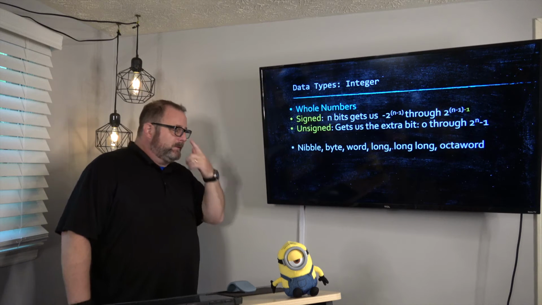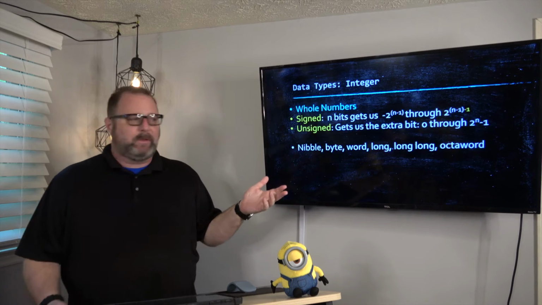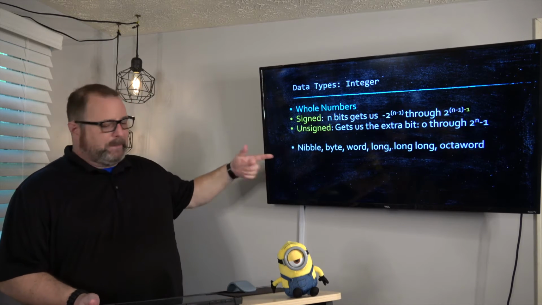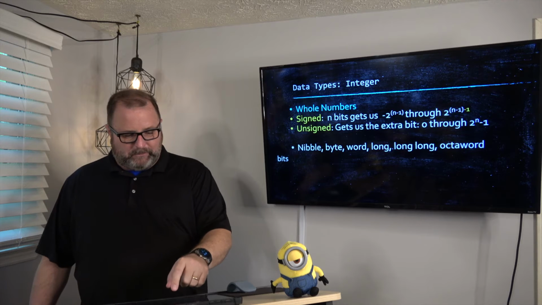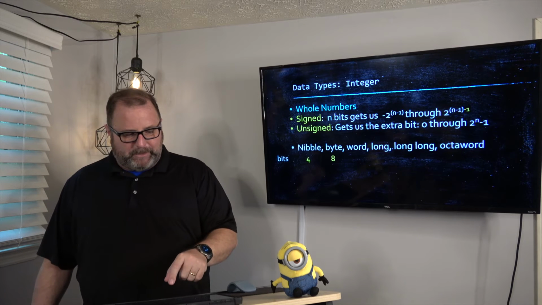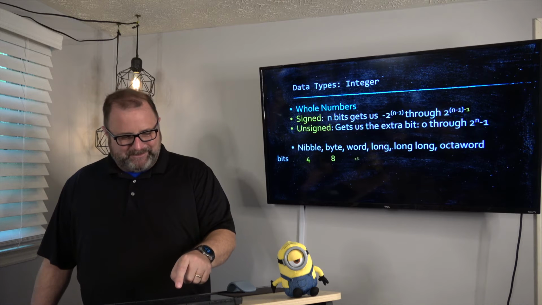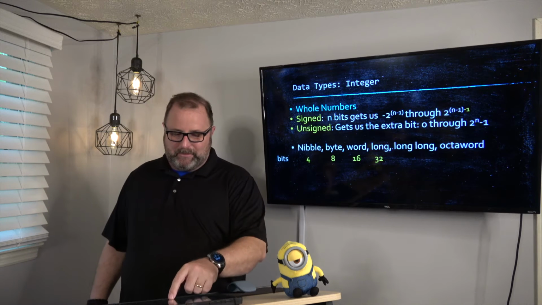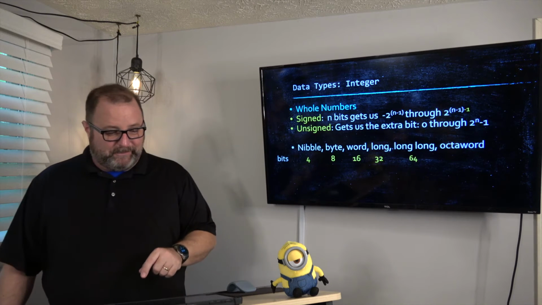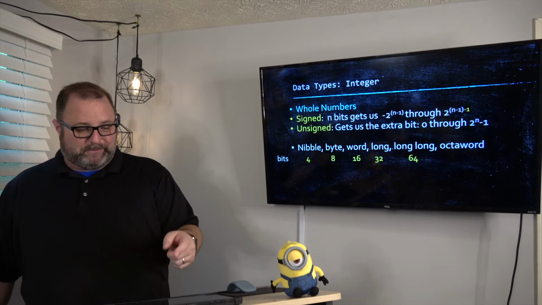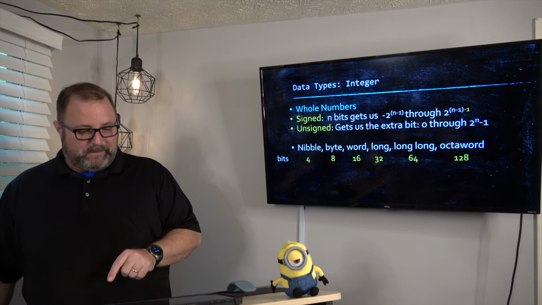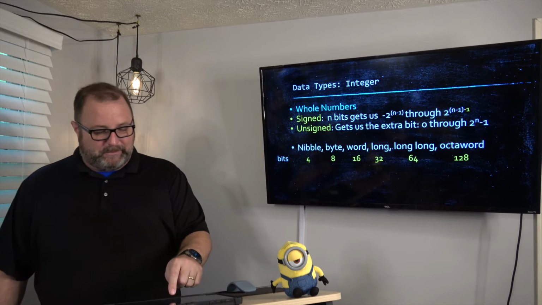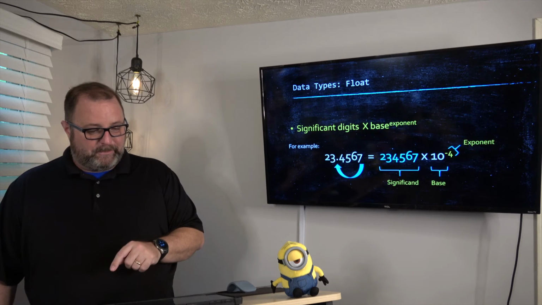So these are the most common terms. You can hear quad words for long longs, but basically, let me show you how many bits are in these. So you've got 4 bits in a nibble, 8 bits in a byte. 16 bits in a word. A long gets 32. A long long, that's actually a thing, is 64. Like I said, sometimes that's called a quad word. And then octaword is sometimes called a double quad, but basically that's 128. And there you have it.